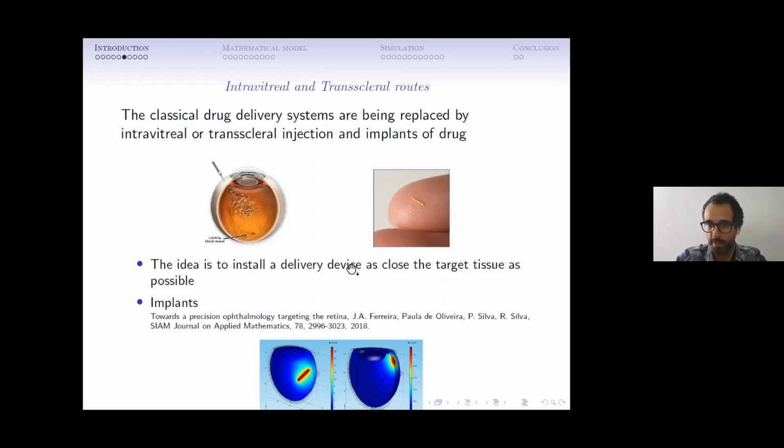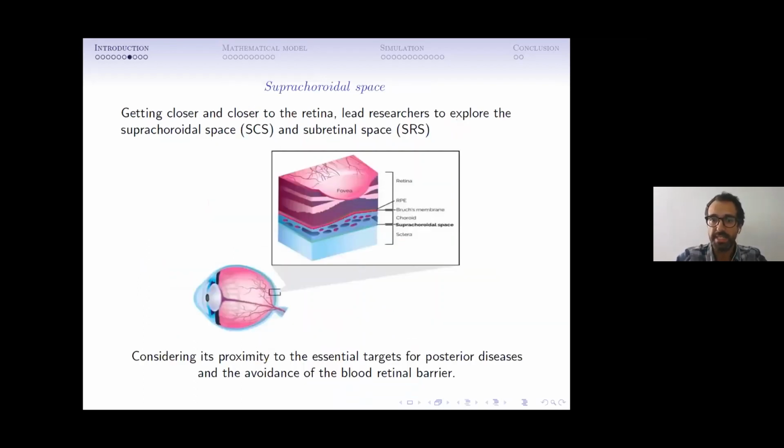Today, the focus is not implants, it is about injections, and not injections given inside the vitreous. We want to explore two different spaces. One space is the suprachoroidal space, and another space that some research talks about is the subretinal space. You can see in this picture that we have the sclera on this layer, and after, in green color, a very small space where it's possible to put an injection. The idea is to avoid the blood retinal barrier in order to have an efficient process to reach the retina.